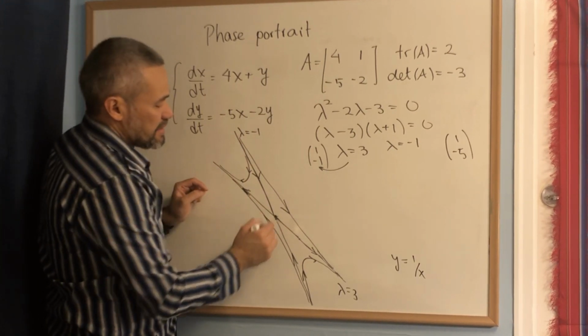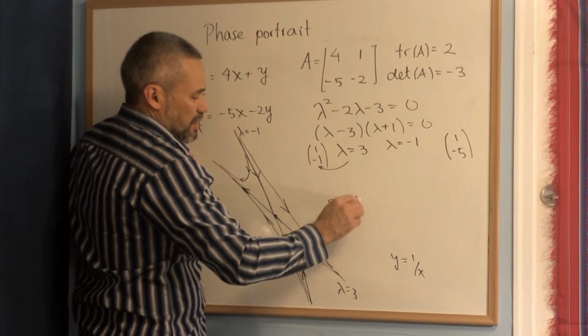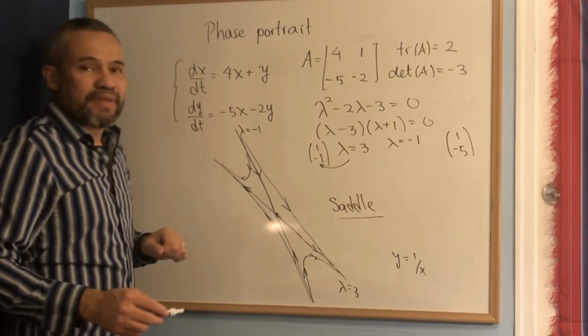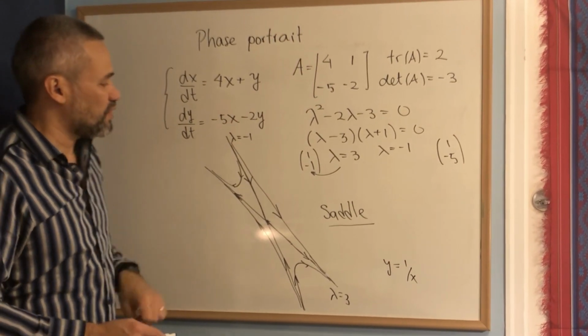Remember that this equilibrium point is called a saddle. Then we have an example of a saddle. Okay, that's it.